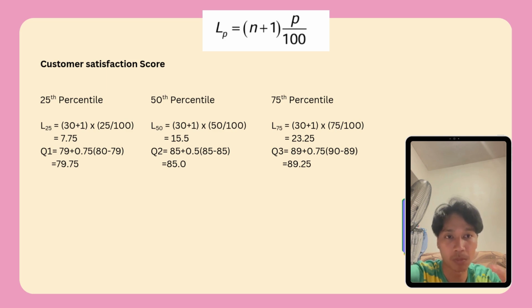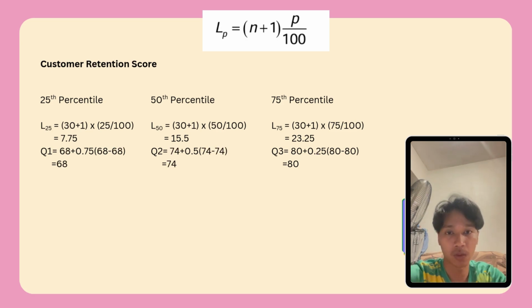So Q2, the median, is 85. Q3, the 75th percentile, is 89.25. Now let's calculate for the customer retention score. Again using the same formula for the 25th percentile, you get 7.75.